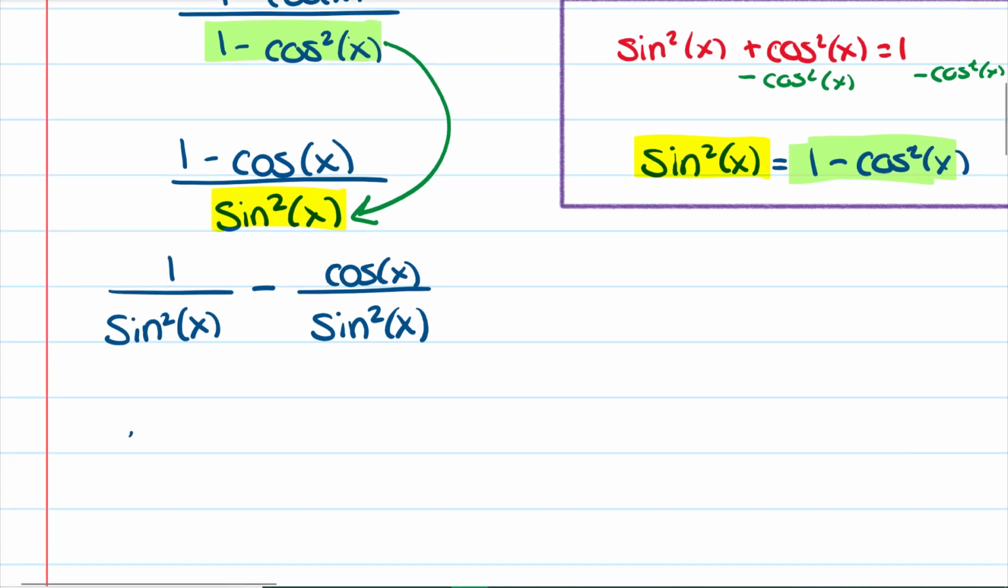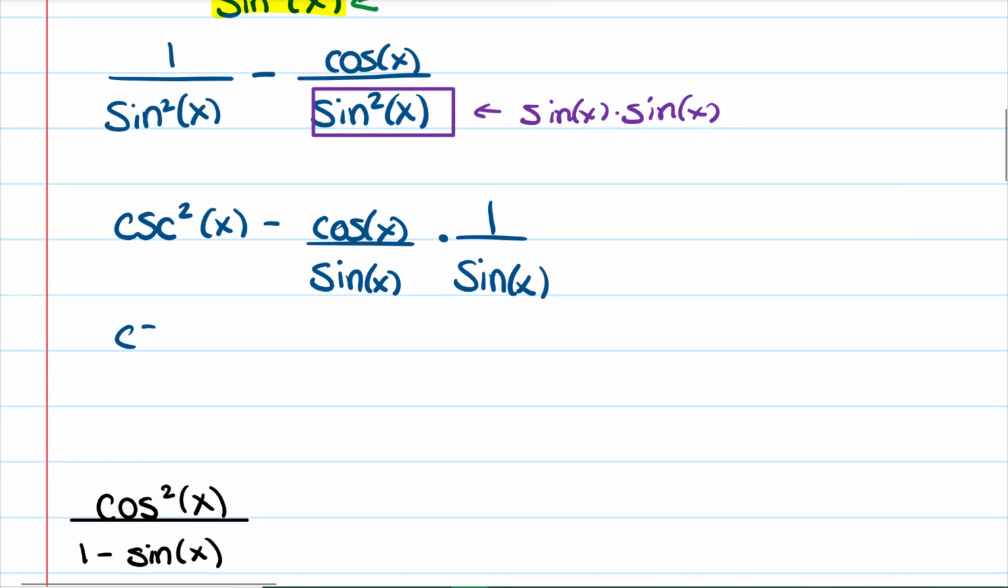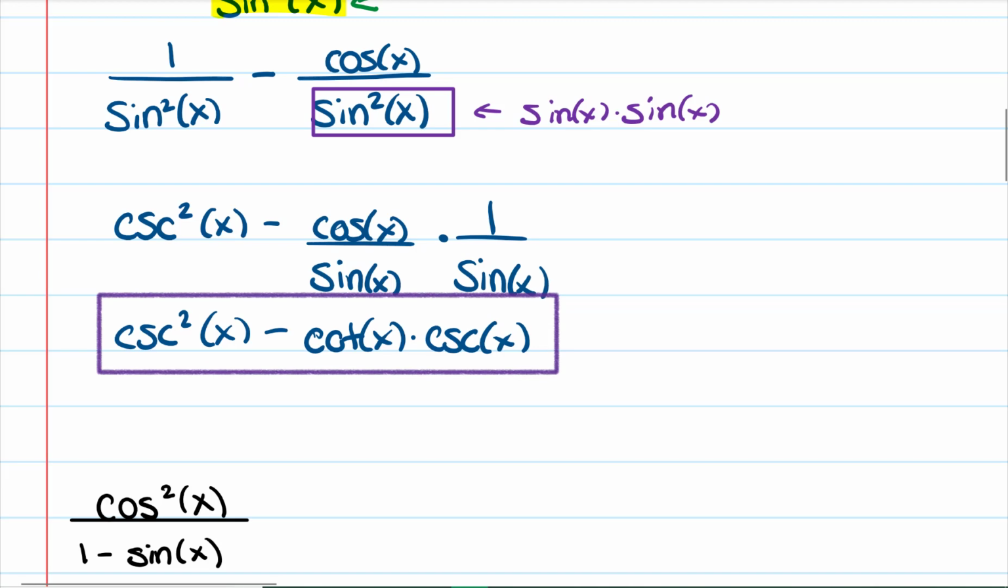So 1 over sine squared is cosecant squared. And then I'm actually going to rewrite this a little differently. I'm going to write it as cosine of x over sine of x times 1 over sine of x. Because this part, sine squared, literally means sine of x times sine of x. So there's 2 of them. And now I get cosecant squared minus cosine over sine is cotangent, and 1 over sine is cosecant. And then that's my answer with 0 fractions.